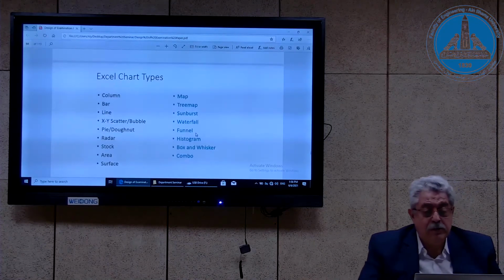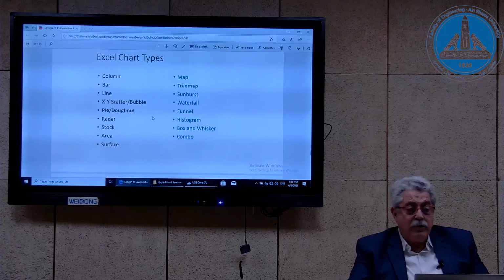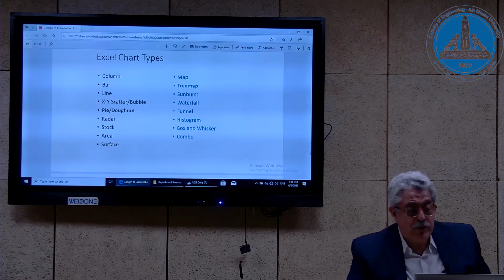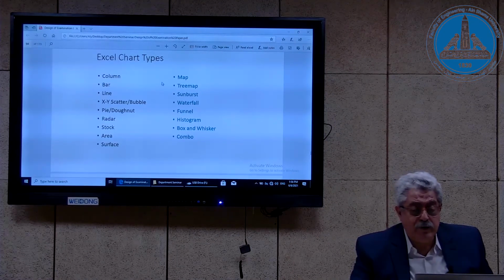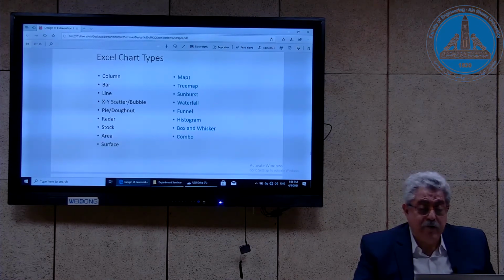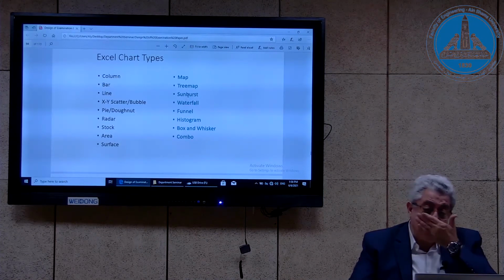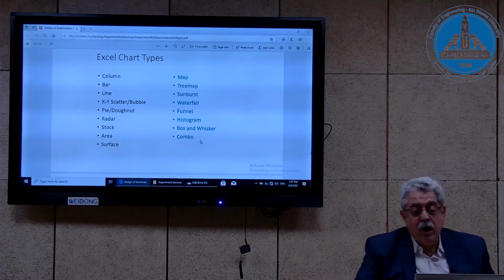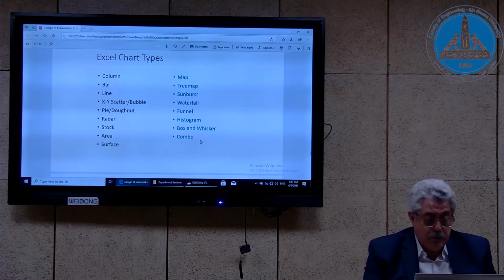Here are the types of charts. Why did I put some in black and some in blue? Because these are the common types before 2016. After 2016, Microsoft Office Excel introduced new types of graphs like map, tree map, sunburst, waterfall, funnel, histogram, box and whisker, and combo, and these are very specific types, not like the general ones in black.